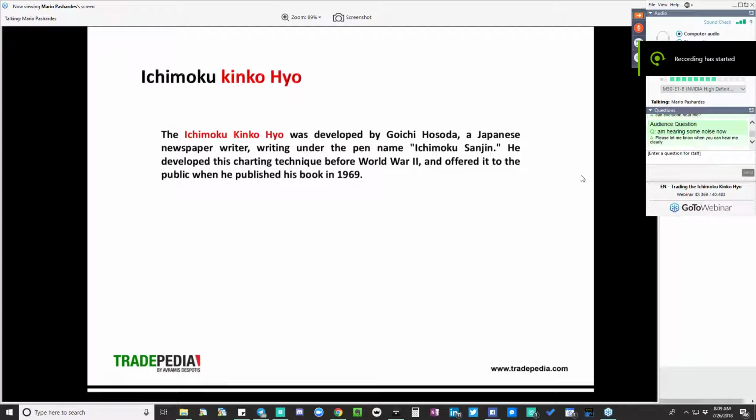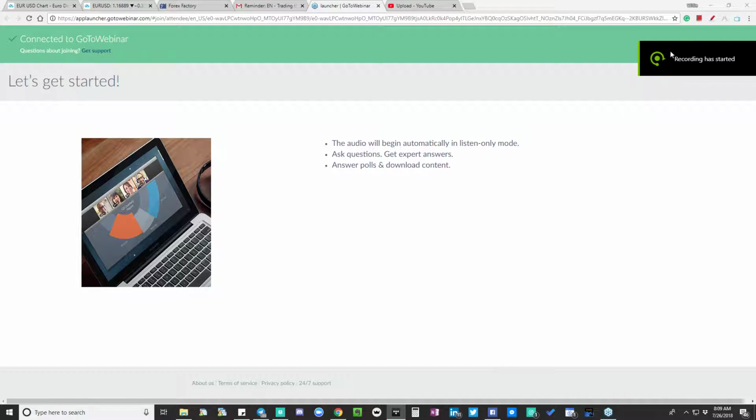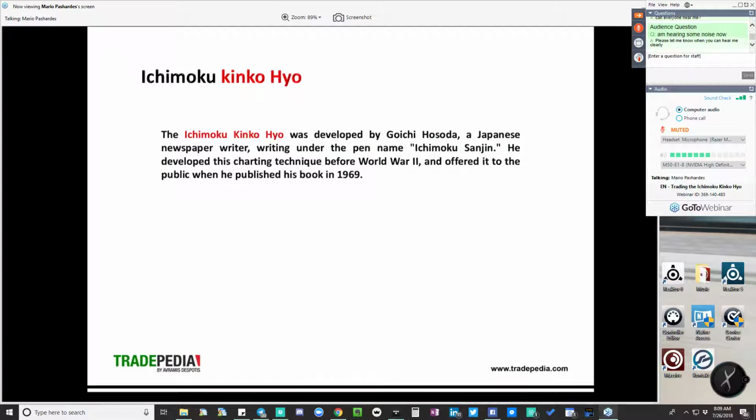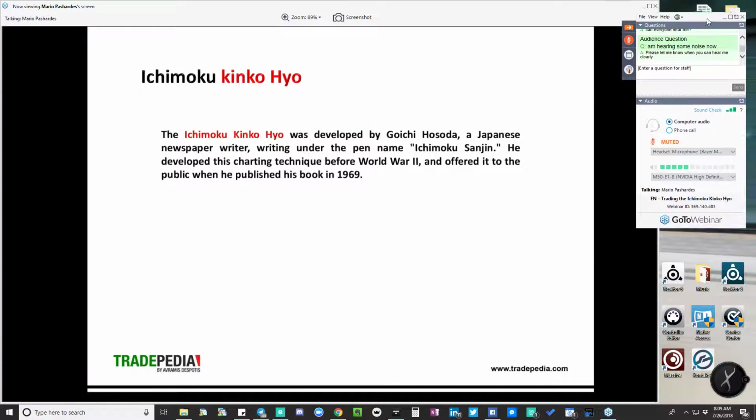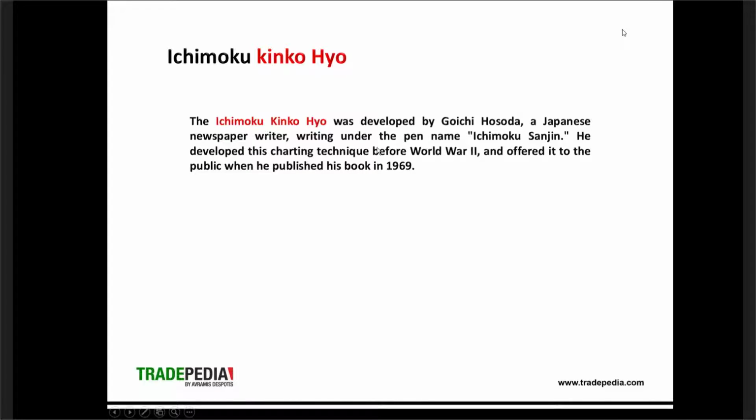A Japanese newspaper writer writing under the pen name Ichimoku Sanjin. Now, he developed this charting technique before World War II, and he offered it to the public when he published his book in 1969. So it's been around for other traders to use since around 1969.